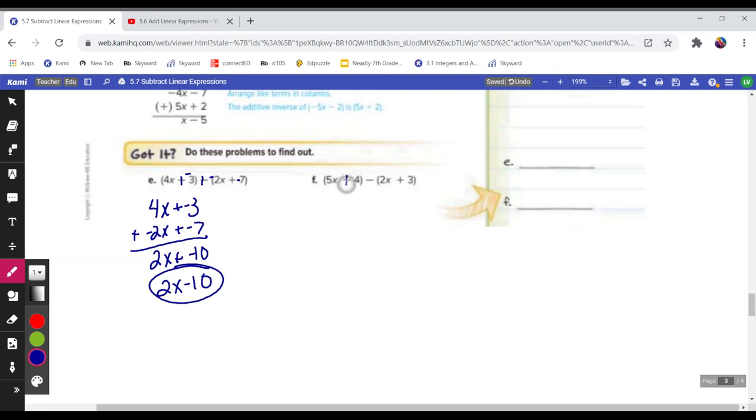All right, letter F. I'm going to add, make that into a negative. Then I'm going to take my middle value, add, make it into a negative 2x, add and make it into a negative 3. 5x plus negative 4 plus negative 2x plus negative 3. 5x plus negative 2x is 3x, plus negative 4 plus negative 3 is negative 7. Can't leave it as plus negative, so 3x minus 7. Final answer.